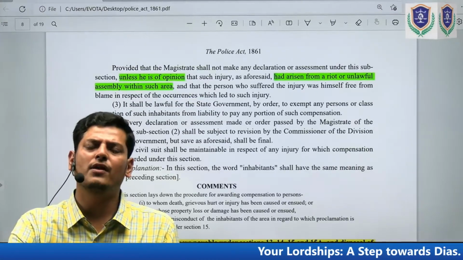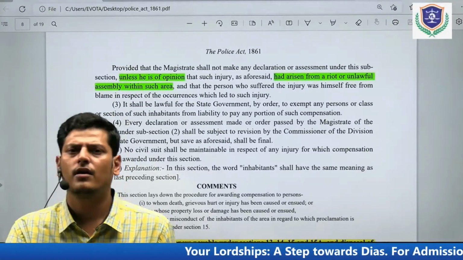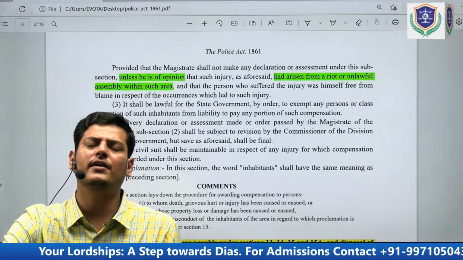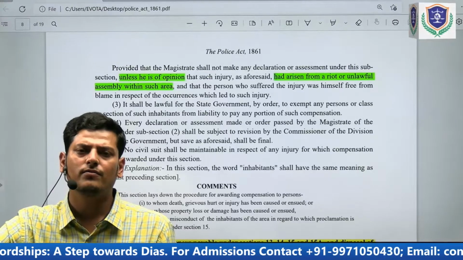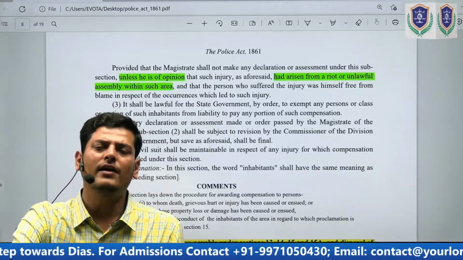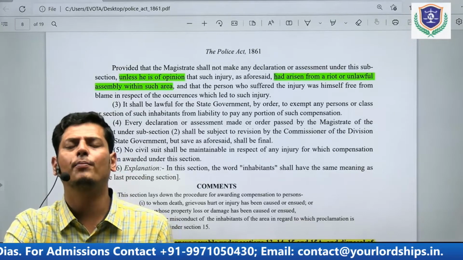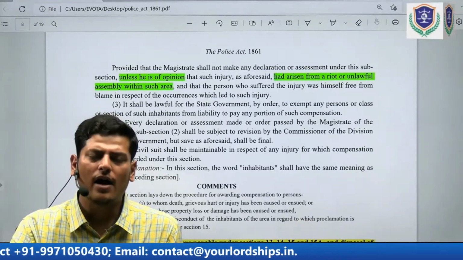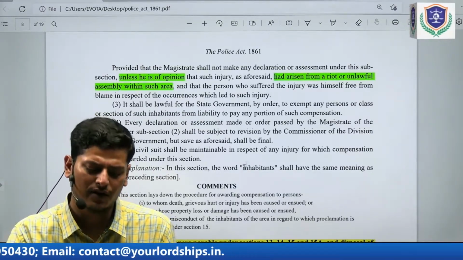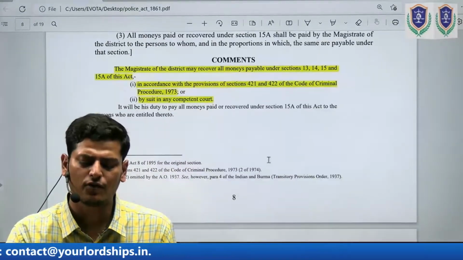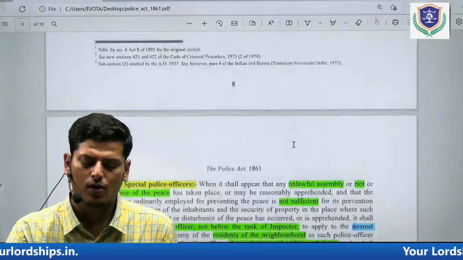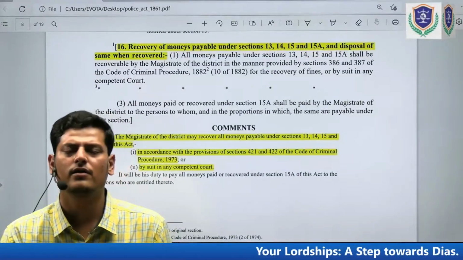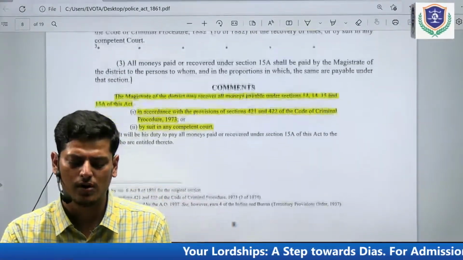And in such area, if suppose such area is a dangerous place, and in such area some person has suffered any injury, then accordingly the magistrate can provide for compensation. He can fix, he can declare, and he can also assess the proportion in which that compensation would be payable by the inhabitants of that area. So this all has been covered under section 13, 14, 15 and 15A. You have to remember, keeping in view also the state amendments. Okay. And in 16, the same procedure with respect to the recovery of fine is applicable here as well.